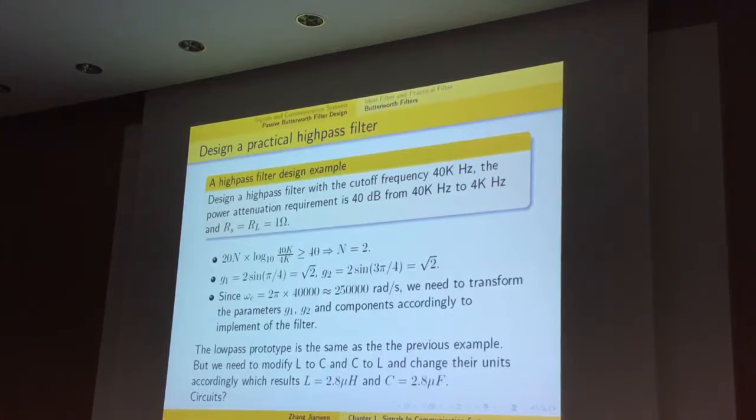Anyone want to share your circuit for the T-type? Come. Anyone have your T-type? T-type, anyone? Have you found it?